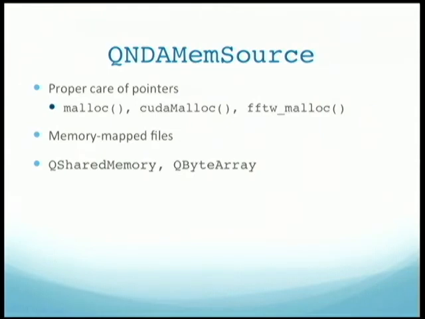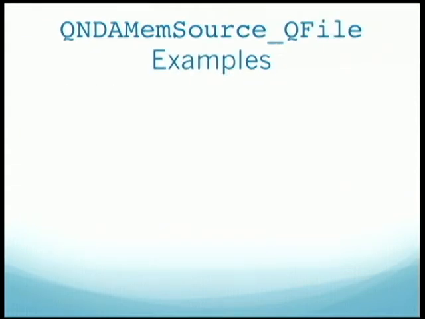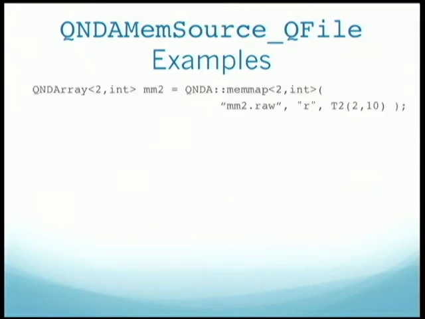And other classes that derive from QNDA mem source, like taking it basically from a string, a QByteArray, or from some shared memory as we're trying to pass data around efficiently in the applications I work on. And of course, you can derive other classes from QNDA mem source yourself if you have some type of requirement. But here's just a brief example of 3 different ways in which to memory map a file to a QNDArray.